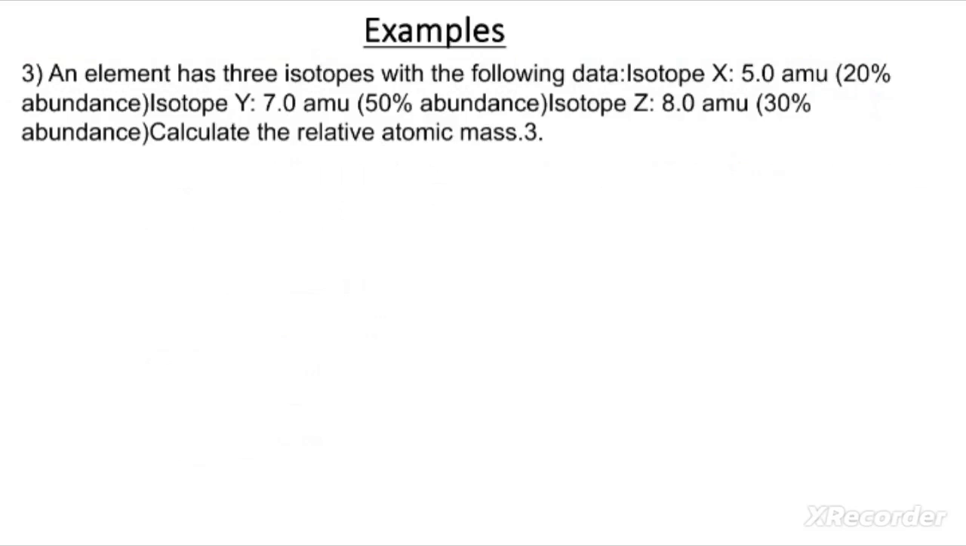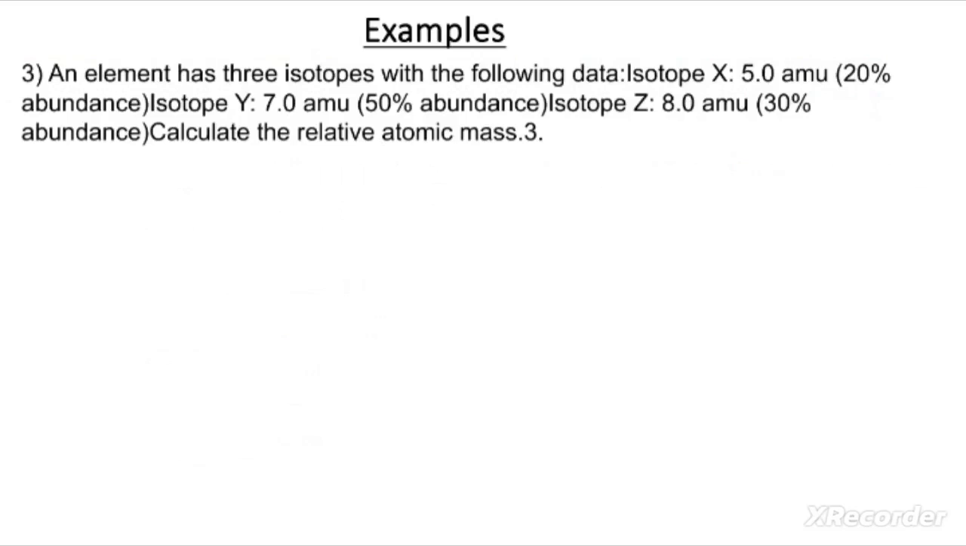Percentage abundance 30%. Calculate the relative atomic mass.